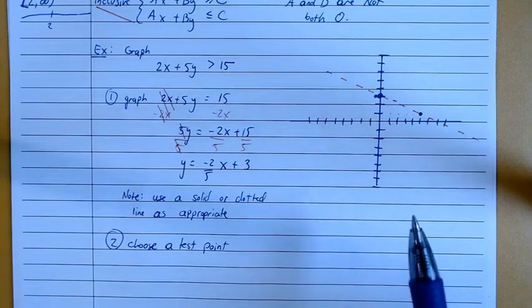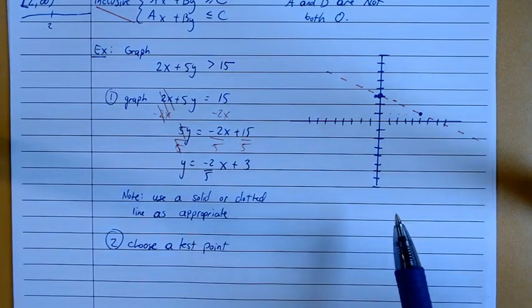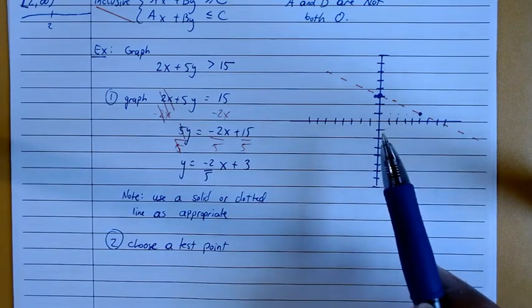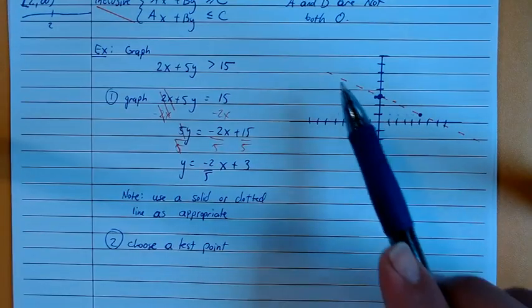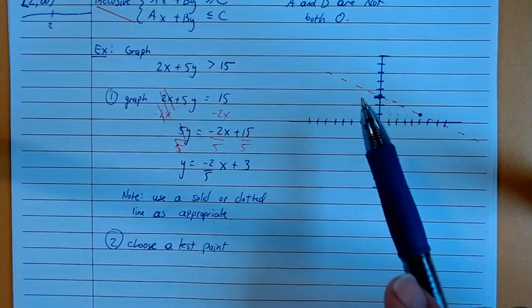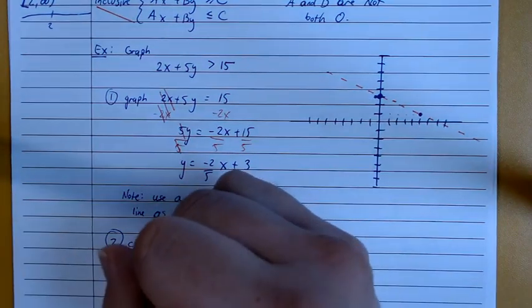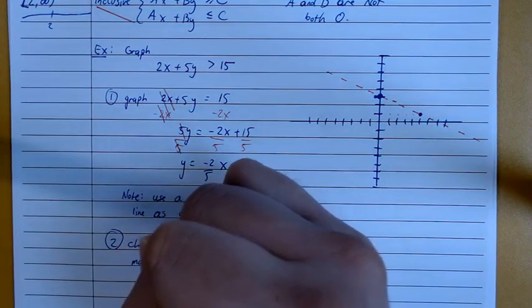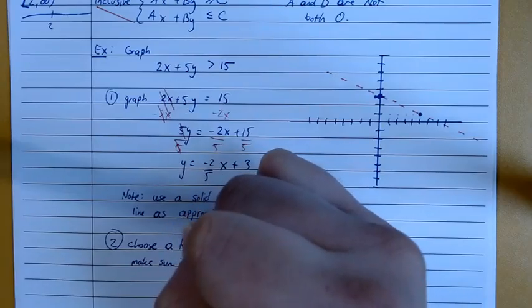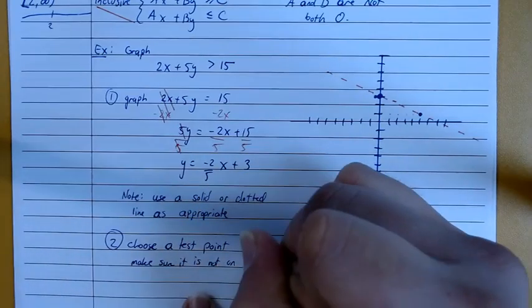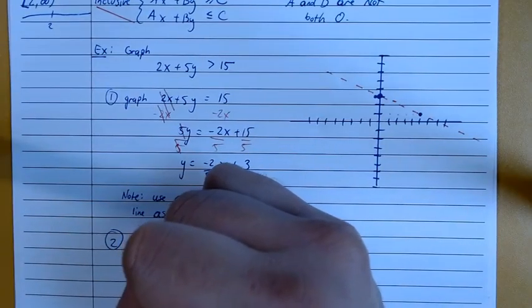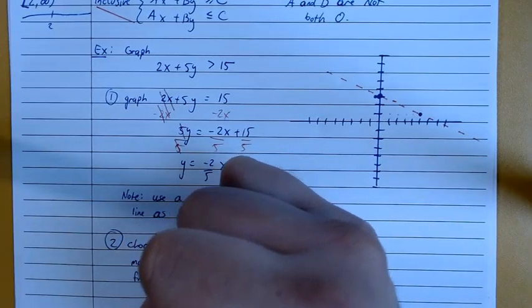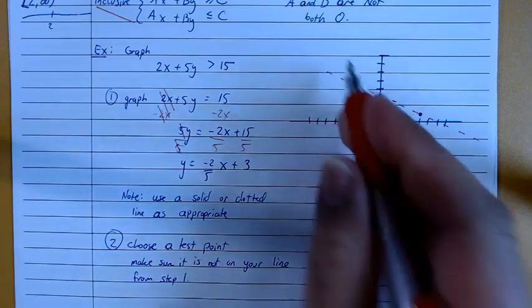Now, what's a test point? It's exactly what it sounds like. We're going to pick a point, and we're going to use it to test the inequality. What point do we want to use? Well, it doesn't actually matter. The only requirement is that whatever point you choose should not be on this line. So choose a test point, and make sure it is not on your line from step 1.